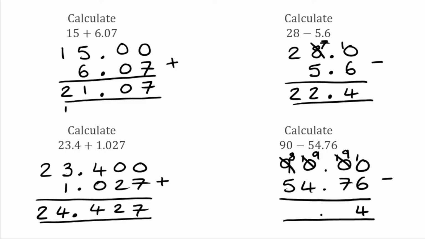We've then got 9 take away 7, which is 2. We've then got 9 take away 4, which is 5. And finally, we've got 8 take away 5, which is 3. So our final answer to this question would be 35.24.